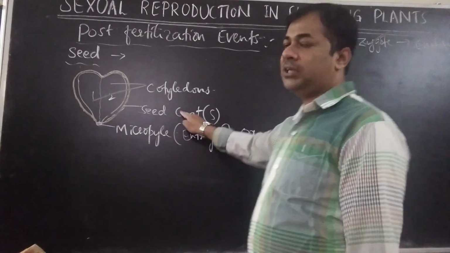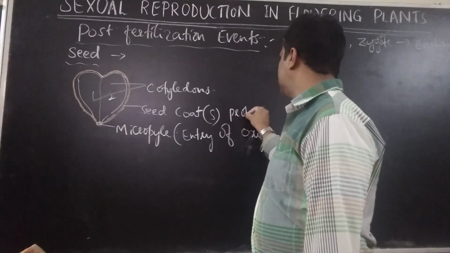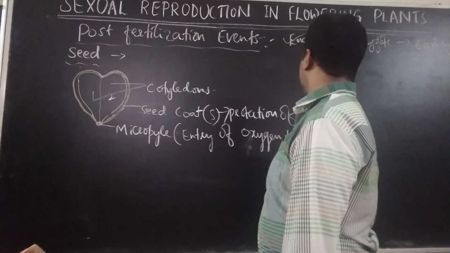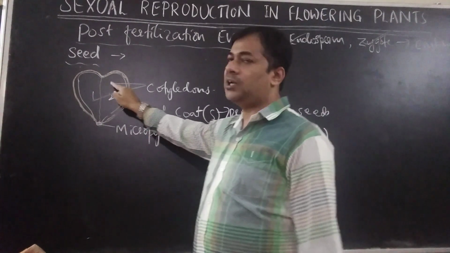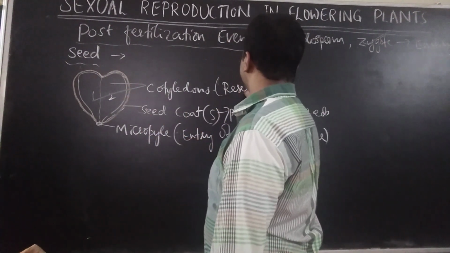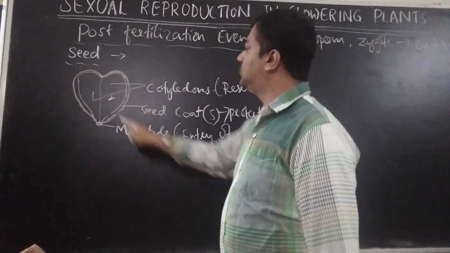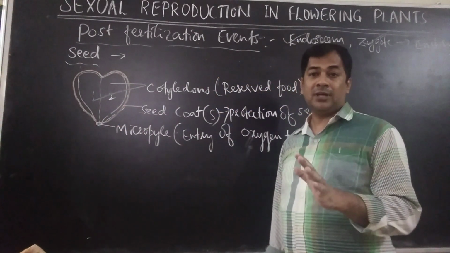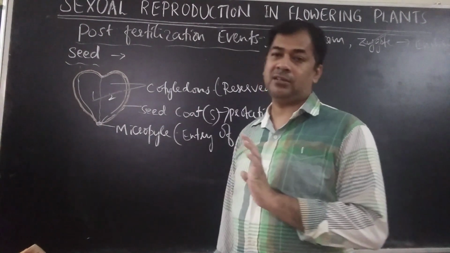Then, what is the seed coat for? It is meant for protection. The seed coat is meant for protection of seeds. It will protect the seed. Okay, why are cotyledons required? Cotyledons contain reserved food. These two cotyledons contain reserved food. That food is required as an energy source for the seeds to germinate.